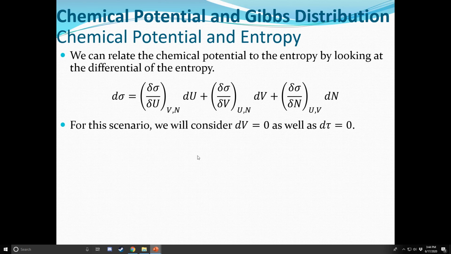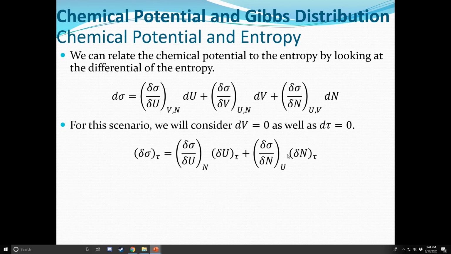So from here, what we're going to say is dv is going to be 0, and d tau is also going to end up being 0. So this whole part is going to drop out because we're assuming that the volume of our system isn't going to be changing. The only thing that's going to change is how much energy is transferred from heat and the number of molecules. So this ends up simplifying to this.